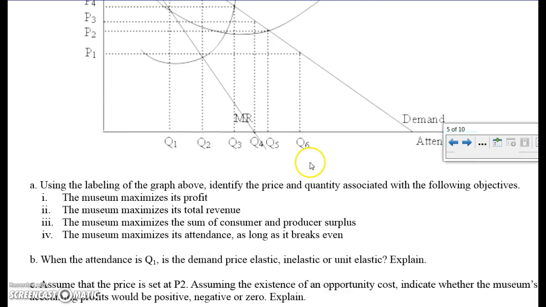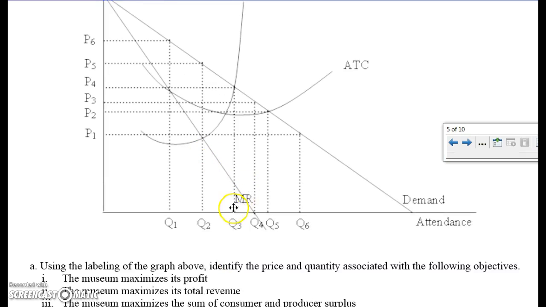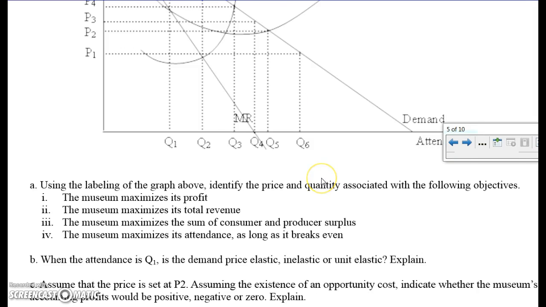And let's see, when attendance is Q1, is demand price elastic, inelastic, or unit elastic? It would be elastic, because anything to the left of where MR equals 0 is going to be the elastic range of this demand curve. That is maximum total revenue, sorry, right here. Where MR equals 0 is maximum total revenue, and below that you're in the inelastic range.